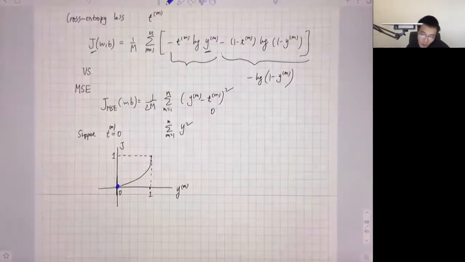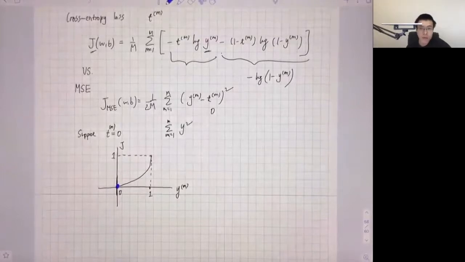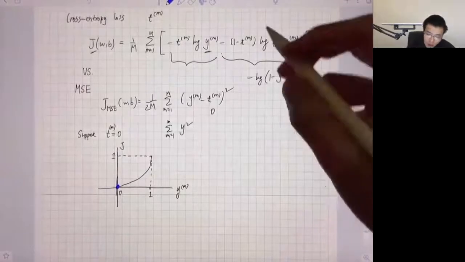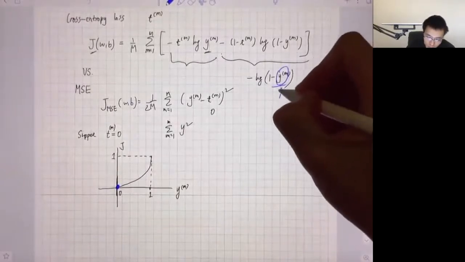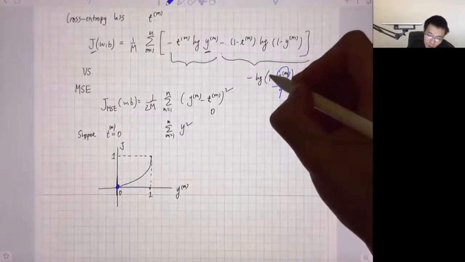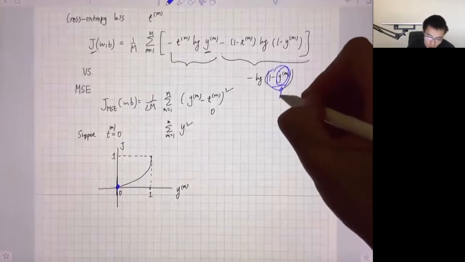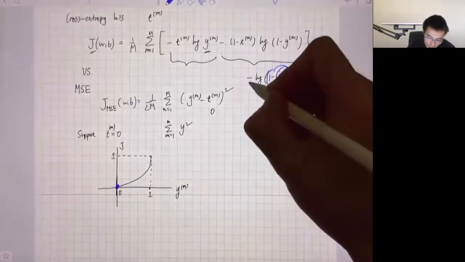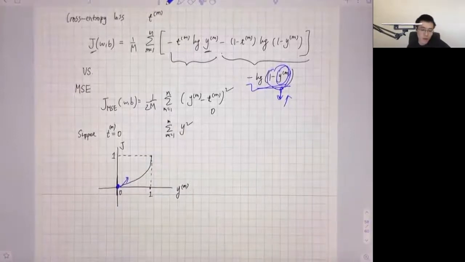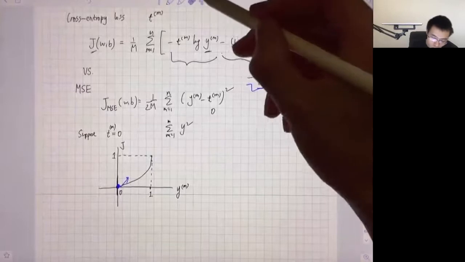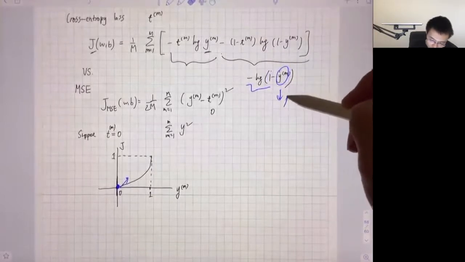So I'm saying the cross-entropy loss is this. But what if your prediction increases? It's not 0, but say 0.1. If your prediction increases, then the 1 minus something decreases, so the log decreases, but it's minus log, so the loss increases. So it looks similar to the mean square error. But what if my prediction is 1?